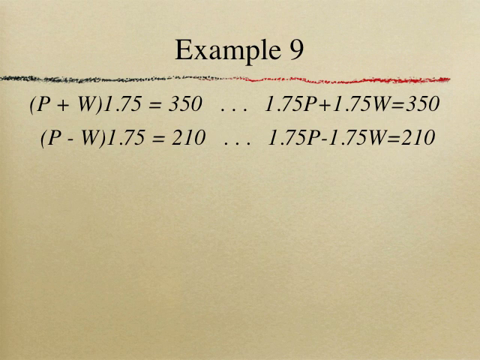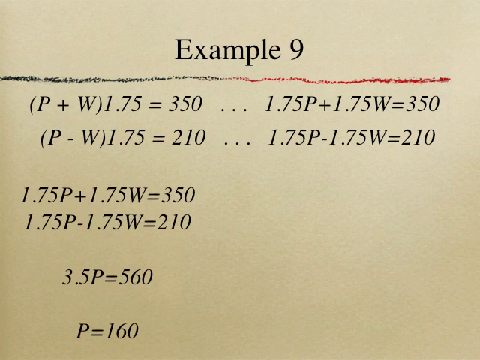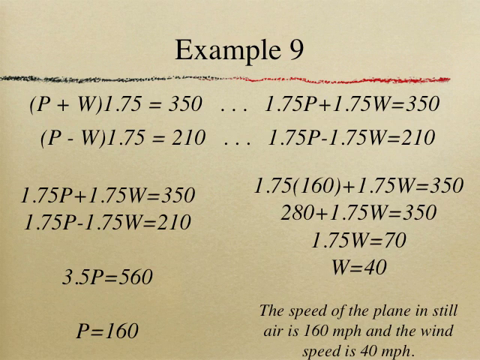Now you can use whatever method you'd like, but there is a method that's easiest. Which one's going to be the easiest here? Good, elimination. It's all set up. It's just ripe for a variable to cancel. All I need to do is add those equations together. So if I add the equations together, I get 3.5P equals 560, and then divide both sides by 3.5. That gives me the speed of the plane is 160 miles an hour. I can plug it back in and get the speed of the wind is 40.